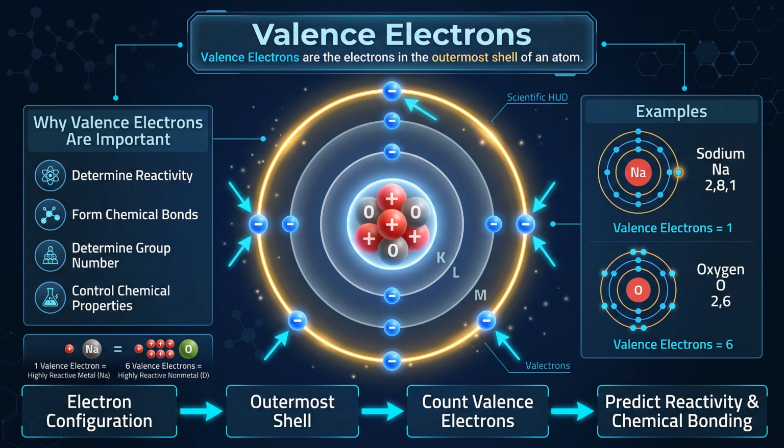Once you understand valence electrons, it becomes much easier to predict how atoms will react, what compounds they will form, and why different elements exhibit such different chemical properties.